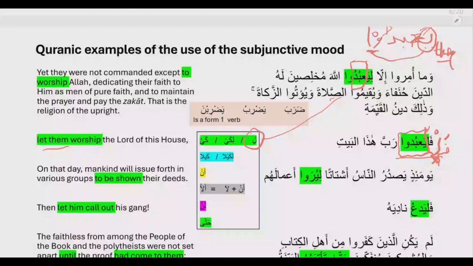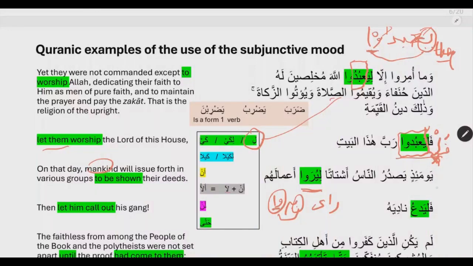All right, and here li-yuraw a'malahum, same thing. Here the verb was ra'a, and then yara is the present tense. And yaraw gives you the plural here, with the ya in front giving the 'they'. So it's all to do with a group of people, mankind. That's why it's li-yuraw, that they will be shown their deeds, a'malahum.